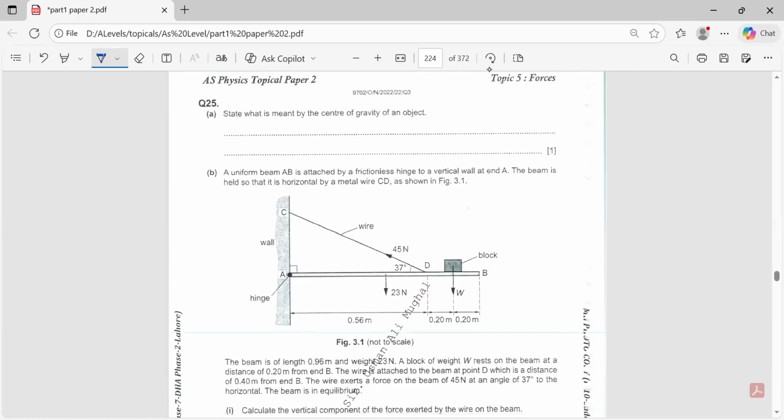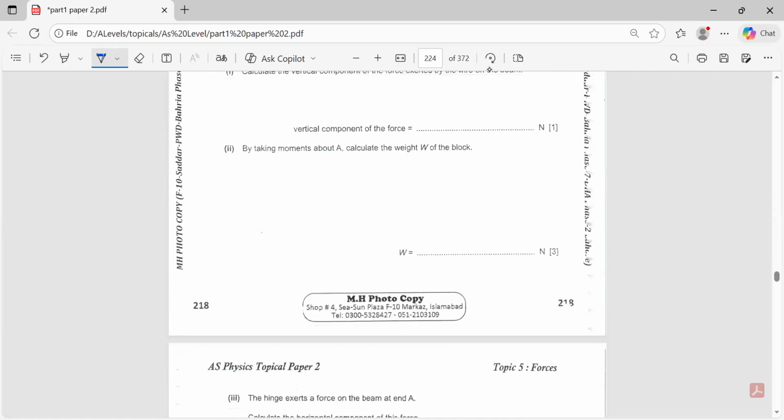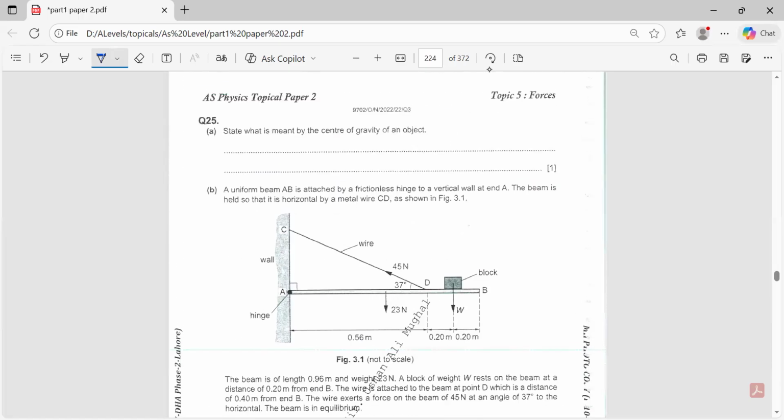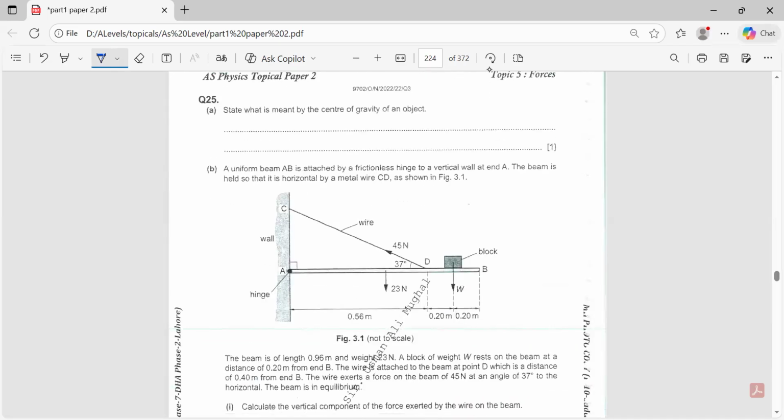Okay, this is question 25, you can see. Let's discuss question number 25. Question 25 says state what is meant by center of gravity of the object. So question 25 is asking about the center of gravity of the object. So how to solve this question? What is meant by the center of gravity of the object?